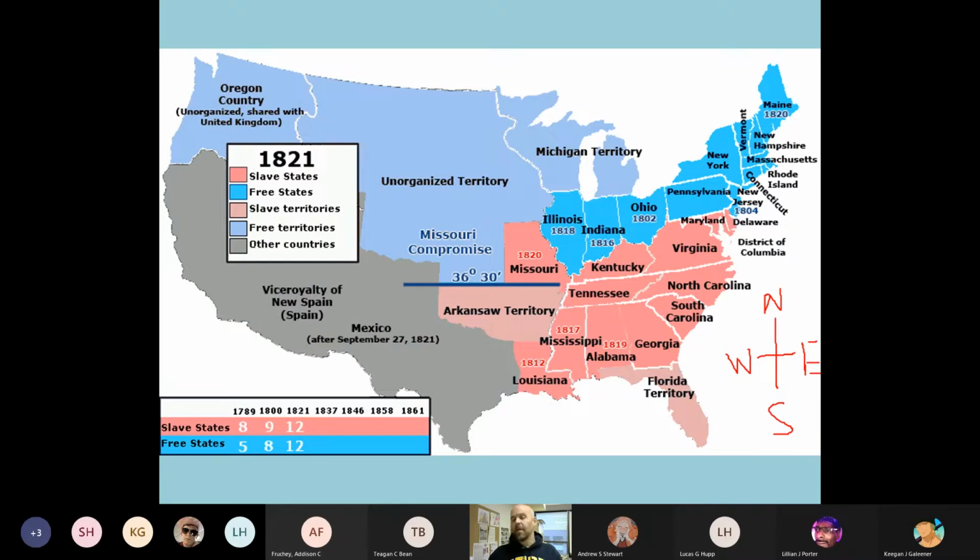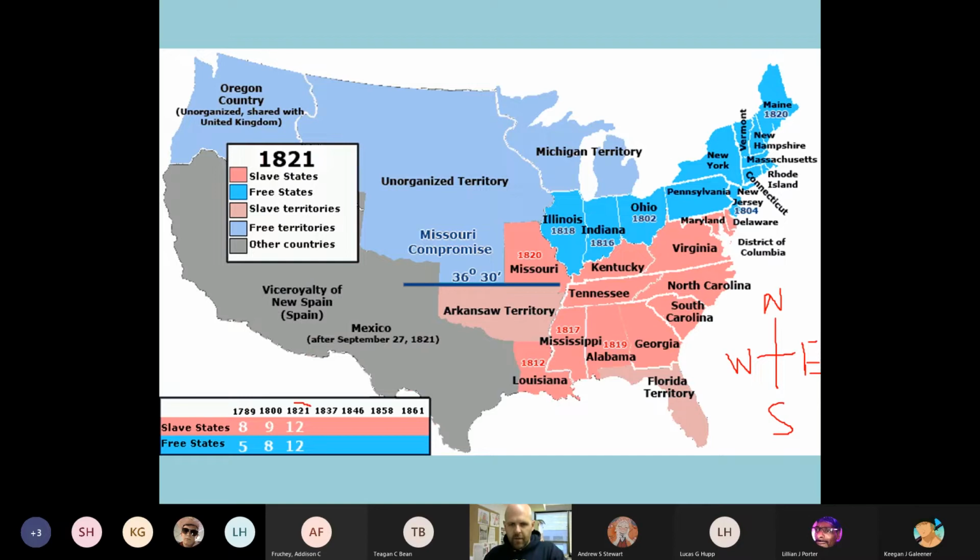Okay? So for example, in 2020, California's population is about 33.4 million people. Wyoming's population is about 400,000 people. Okay? But yet each state has 2 senators. So here's why this is such a big issue.